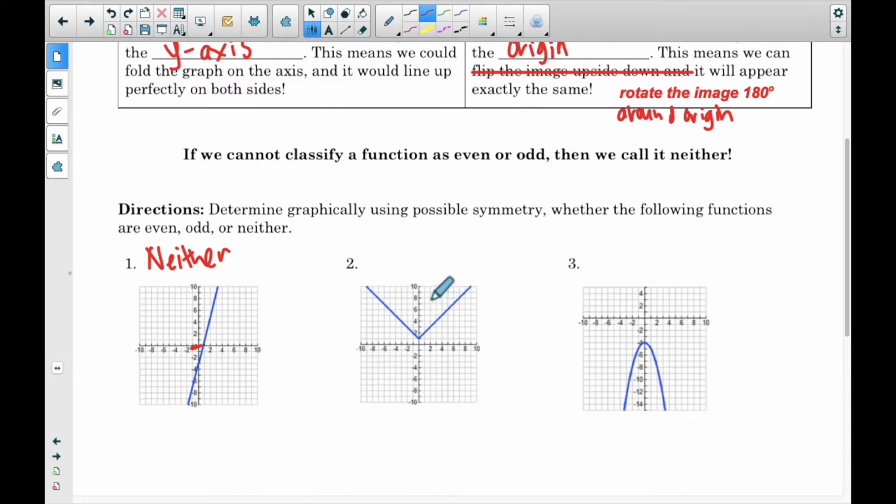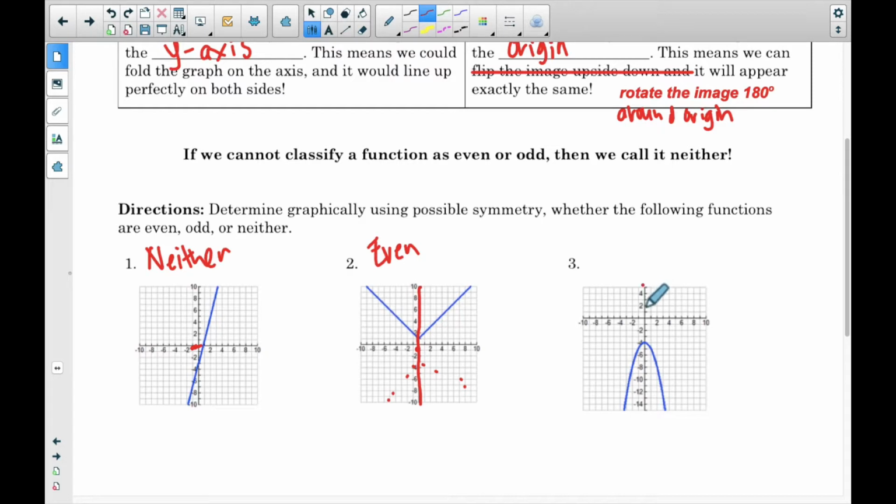Okay, number 2, even, odd, or neither. If it is even, that means that we could fold it on this line. Could we fold it on that line? Yes, we could. It is even. If it was odd, we would take it and rotate it around the origin, but if we did that, it's going to end up down here. It's not odd, it's only even.